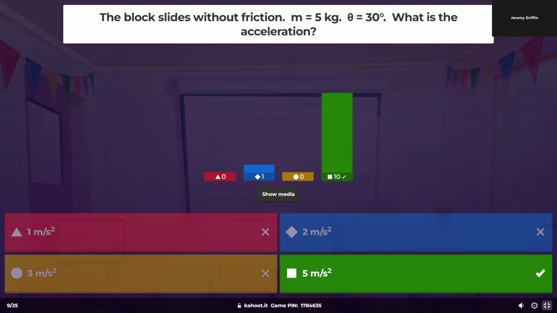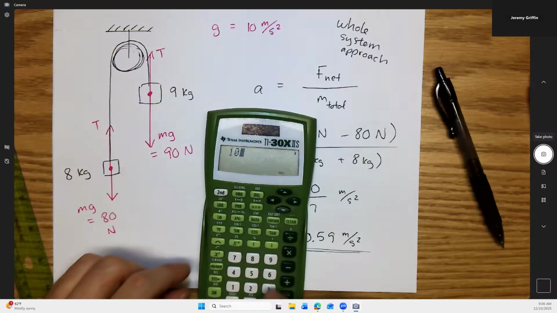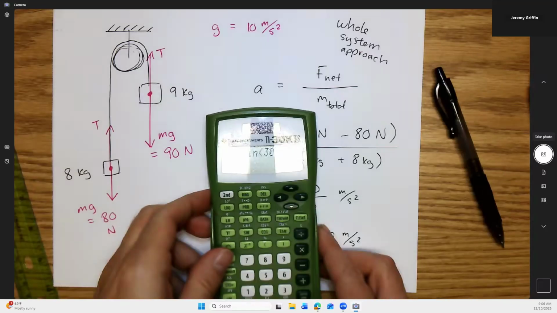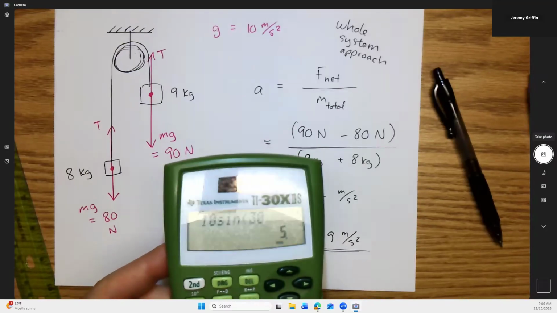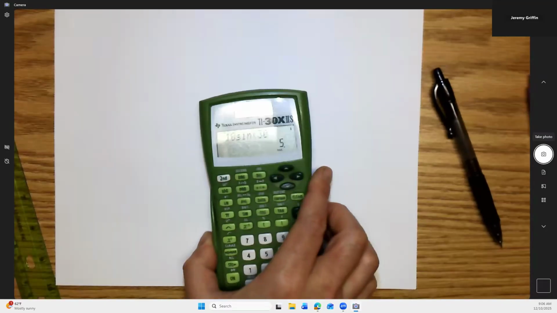All right. Okay, so 10 meters per second squared, did sine of 30 degrees. Sine of 30 is half. So half of 10 would be 5, right?